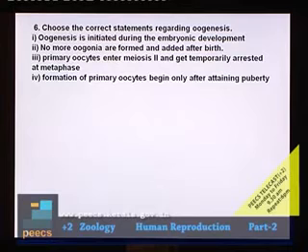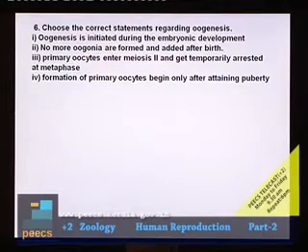4 statements are given here. You can read them. First one, oogenesis is initiated during embryonic development. That is a correct statement. Second, no more oogonia are formed and added after birth. That is also true. All the oogonia that have to be formed in a female will be there right in the beginning. Before birth itself, all the oogonia will be developed and no more oogonia are formed after birth. So that is also a correct statement.